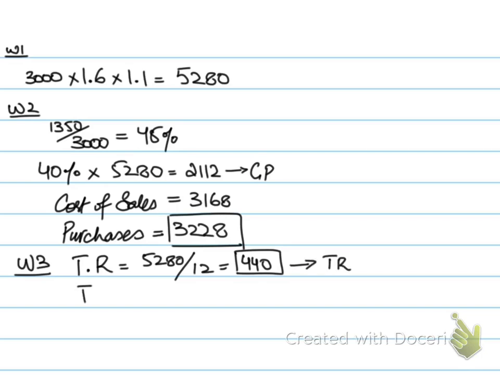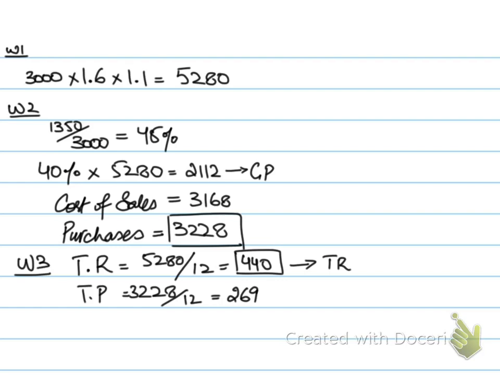For trade payables, though, trade payables also occur evenly during the year. So 3228 divided by 12 gives me 269 a month. But the purchases credit period was 2 months. That means I take 2 months to pay back the suppliers.